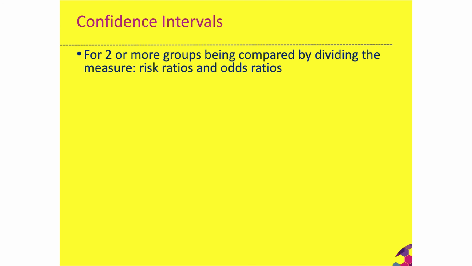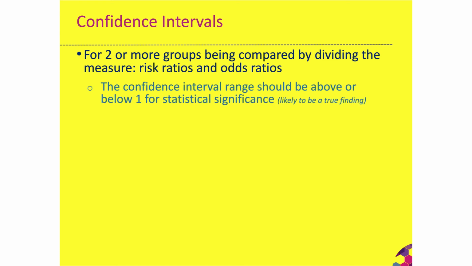So for two or more groups being compared by dividing the measure, the risk ratio and odds ratio, the confidence interval range should be above or below 1 for statistical significance. Remember, when we're dividing things, when the number at the top is the same as the number at the bottom, the answer is 1. So when there's no difference between two groups in a risk ratio or an odds ratio, then the risk ratio or odds ratio will be 1. And so to find a real difference, we would have to find a confidence interval that gives a range that is above 1, that does not include 1, or is below 1, again does not include 1.